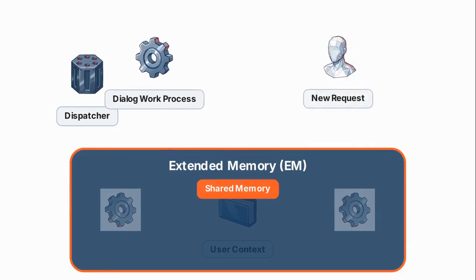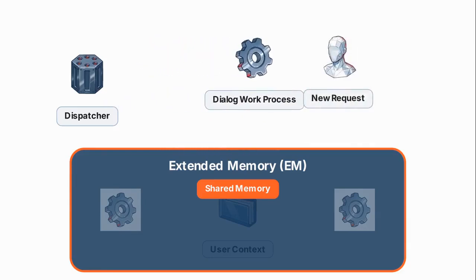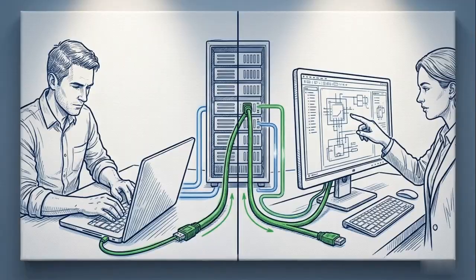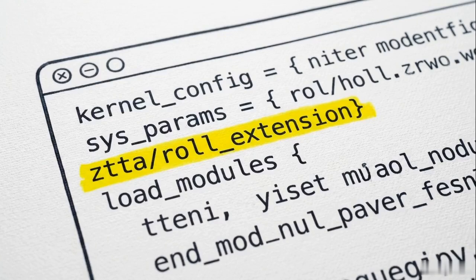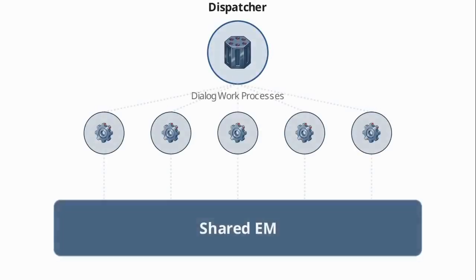If a user pauses their activity, the work process can safely detach, leaving the user context parked securely in extended memory. This detachment allows the exact same work process to serve a completely different user without losing any data from the previous session. However, the total quota for a single dialog user within this shared pool is strictly restricted by the parameter ztta/roll_extension. This EM-first routing algorithm maximizes the multiplexing efficiency of the dispatcher, guaranteeing that interactive response times remain low across the system.